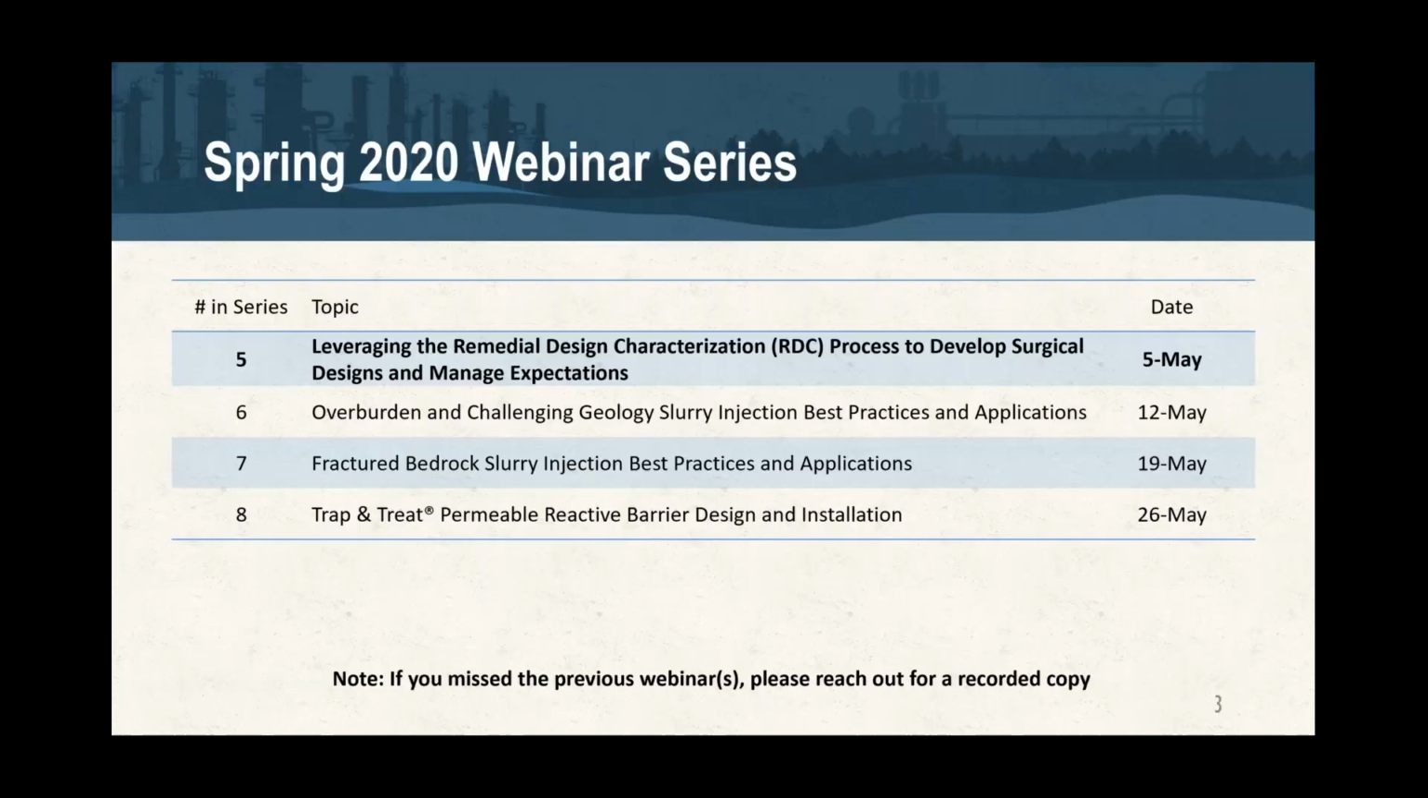So as I mentioned, this is the fifth. We've got 3 more in the spring series in 2020. Starting next week and through the end of May, we'll be focusing more on the application side. Next week we'll be covering slurry injections in overburden and challenging geologies. The following week, we're going to focus on fractured bedrock.